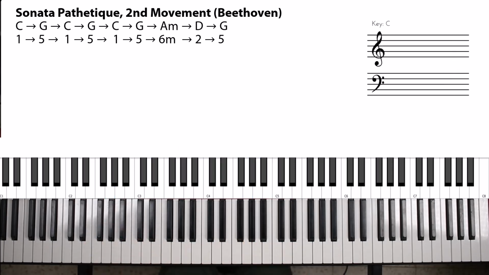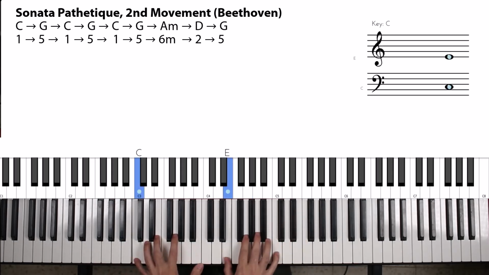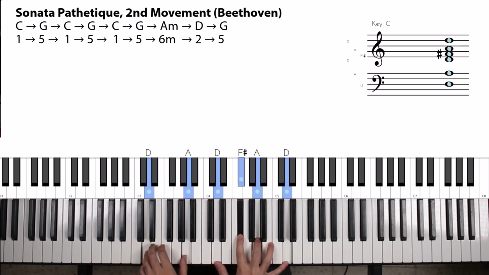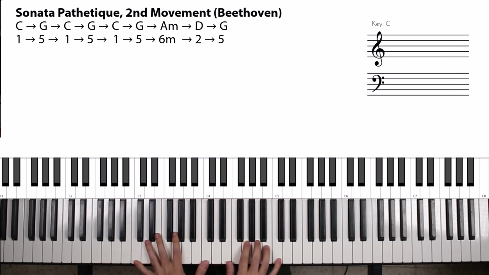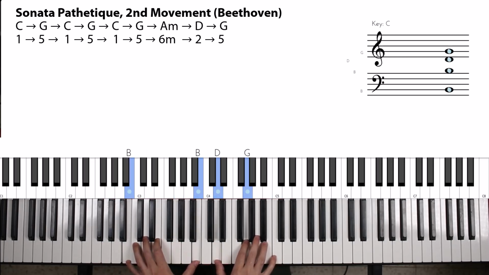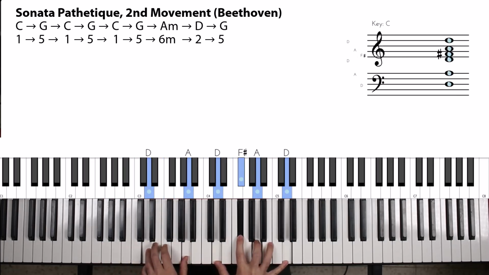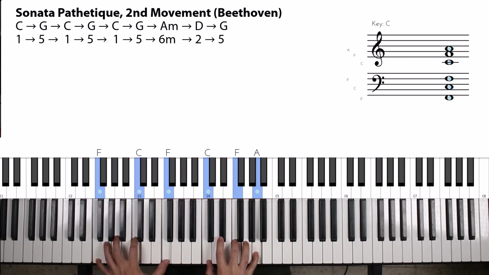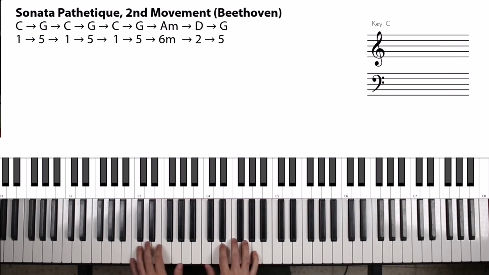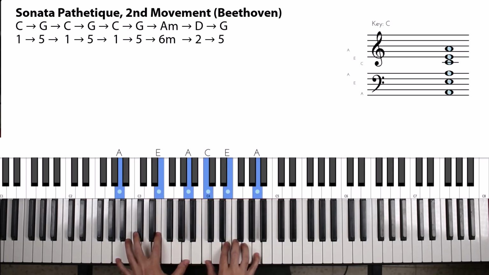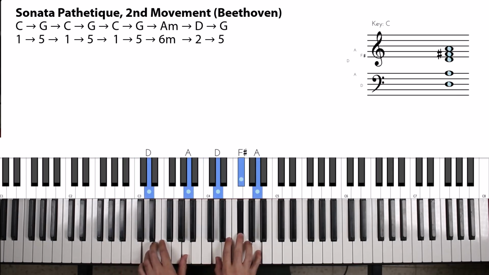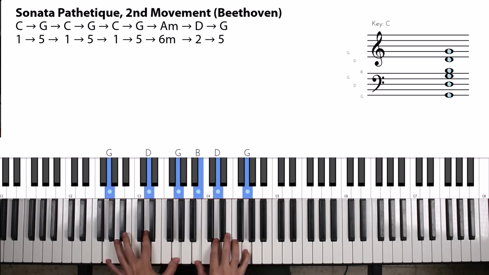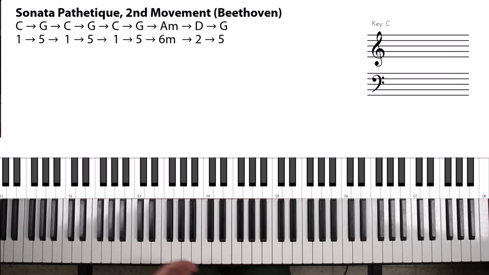Well, if you've spotted it, here you have a C to a G major to an A minor to a D and then to a G. So C, G, A minor, D, a 2 major to a G, a 5. And then it carries on and so on.